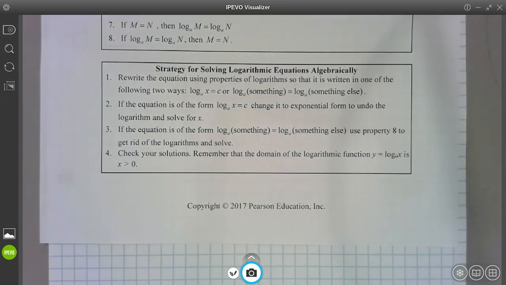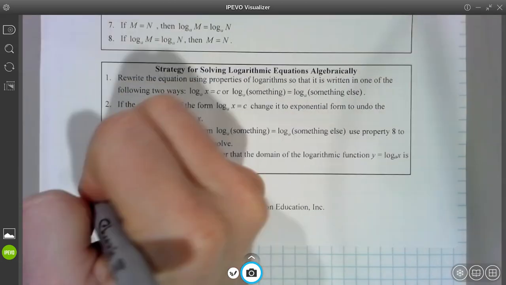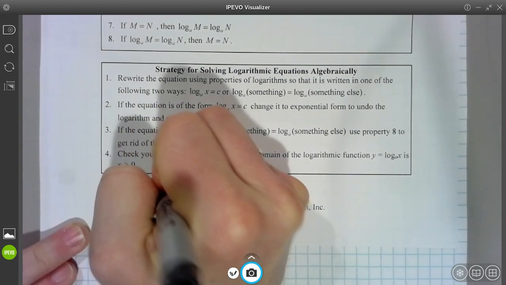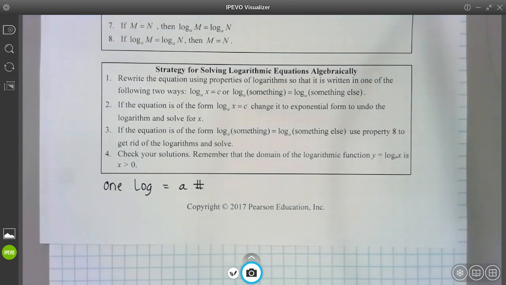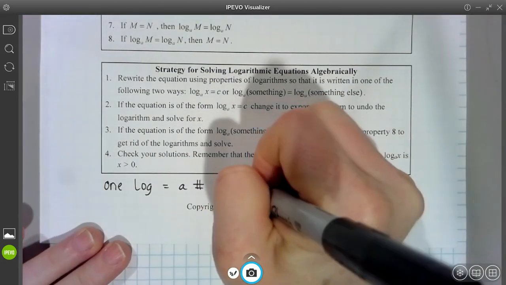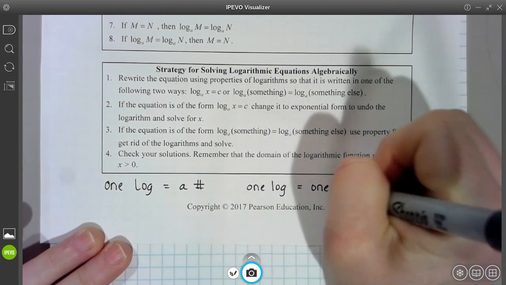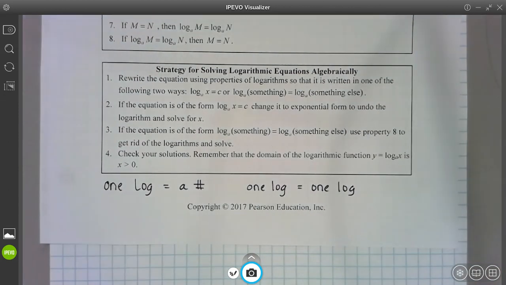I just want you to realize that today there are going to be two types of log equations. One is where you want one log equal to a number. That's one type of log equation we're going to get into solving today. Or you may get into an equation where it's a log equals a log. In general, those are the two types of equations we're going to see, and depending on which one it is, we may use a different solving strategy.